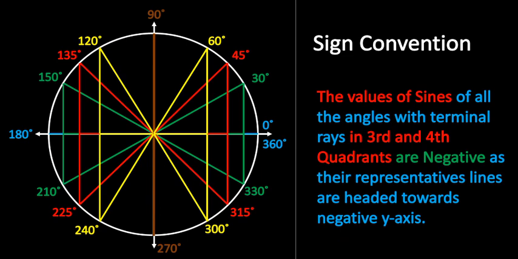Similarly, the values of sines of all the angles with terminal rays in the third and fourth quadrants are negative, as their representative lines are headed toward the negative y-axis. I repeat, the values of sines of all the angles with terminal rays in the third and fourth quadrants are negative, as their representative lines are headed toward the negative y-axis.